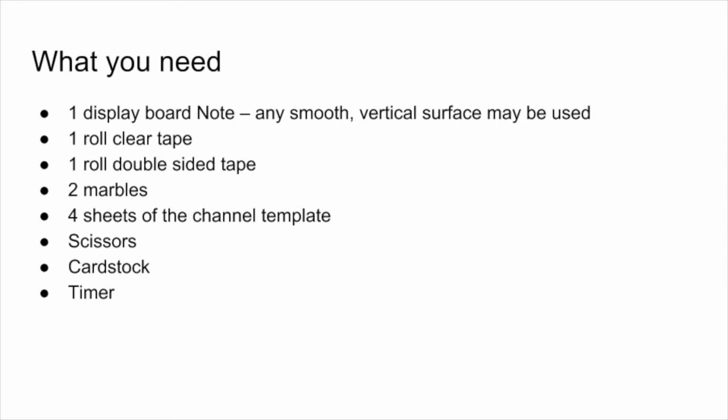For this activity, learners will need a science fair display board. This can be any smooth vertical surface and it can be of any color. They'll need one roll of clear tape. They'll also need double-sided tape, a couple of marbles, 4 sheets of the channel templates that we will provide, scissors, cardstock, and of course, a timer.